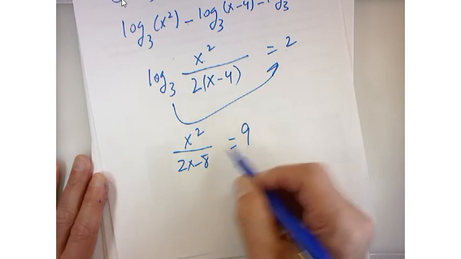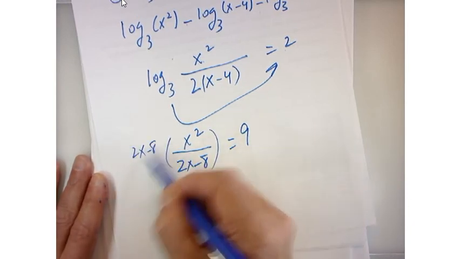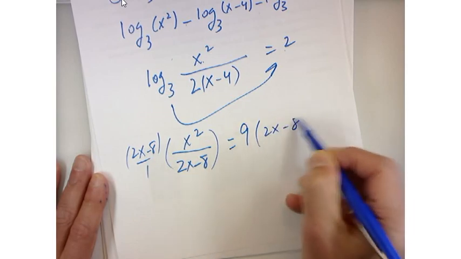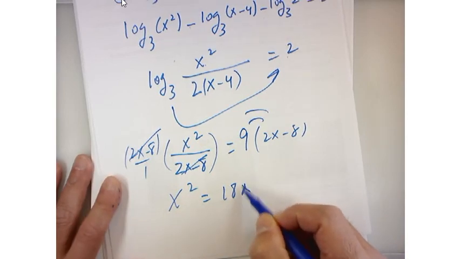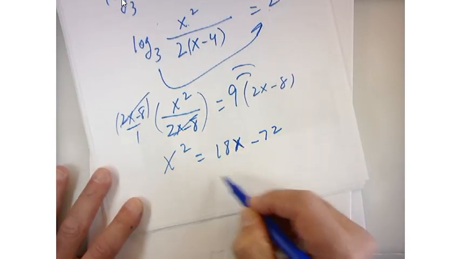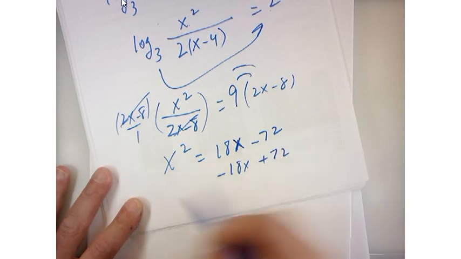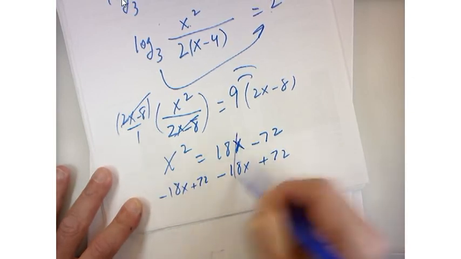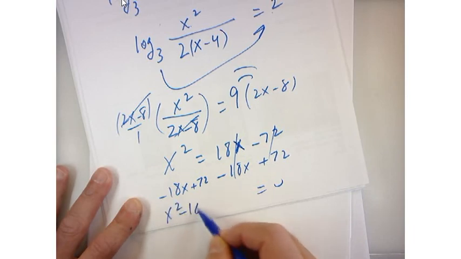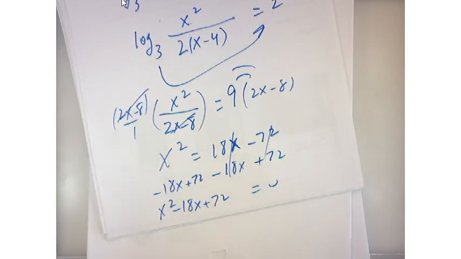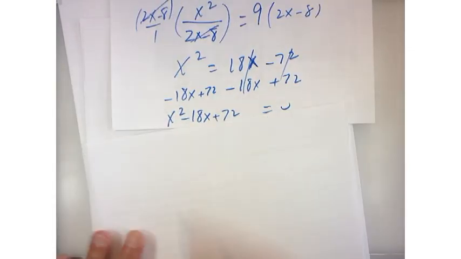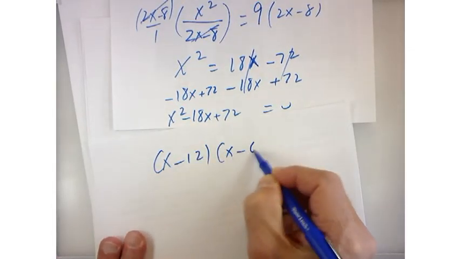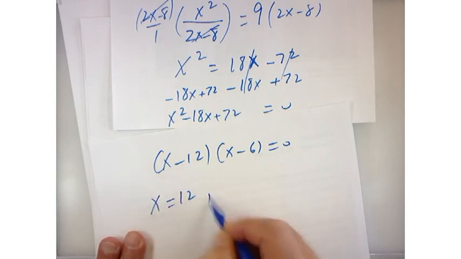And then we can multiply by 2x minus 8 to get rid of the fraction. So we get x squared equals 18x. 9 times negative 8 is minus 72. We want to move everything over to get a quadratic equation in general form. x squared minus 18x plus 72 equals 0. Now factor it. So it factors into x minus 12, x minus 6 equals 0, x equals 12, x equals 6.